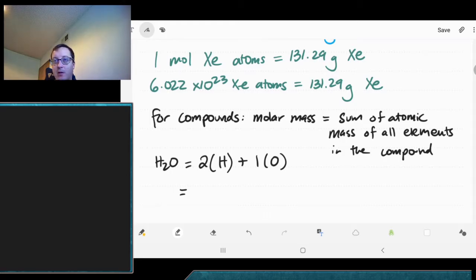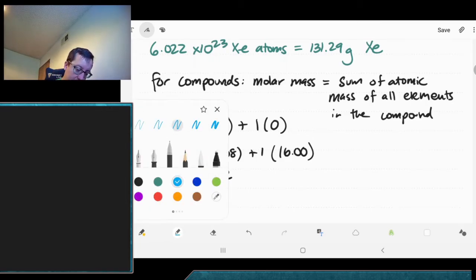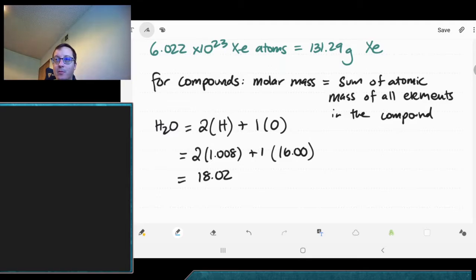If we bust out our periodic table, we see that hydrogen is 1.008 and oxygen is 16. And we'll get about 18.02 there. That's rounded. I typically round this number. People always ask about Sig Figs for these, for molar mass. Don't worry about it, because unfortunately our periodic tables can give us different numbers, just depending on how many Sig Figs they have. So we're not going to worry about the Sig Figs.